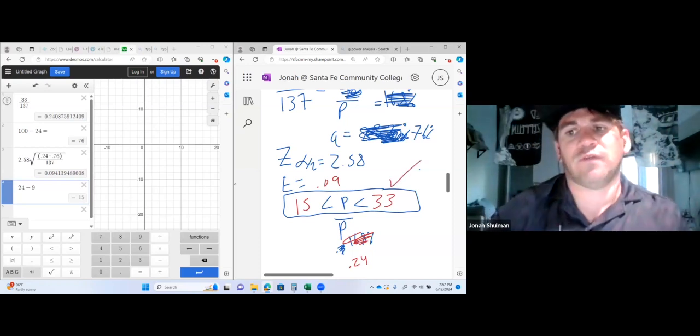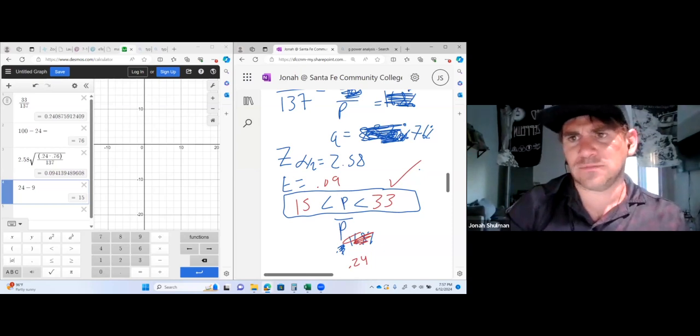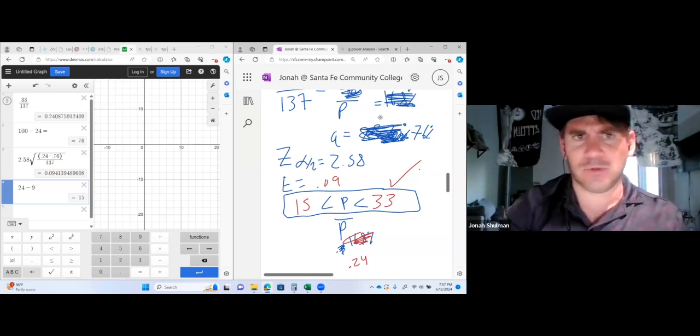Use the correct significant figures for this. Try your best on it. Sorry I made a couple of mistakes, but I really hope this was useful. This was 7.1. And yeah, try your best. Reach out to me if you need help. I know this is tough.